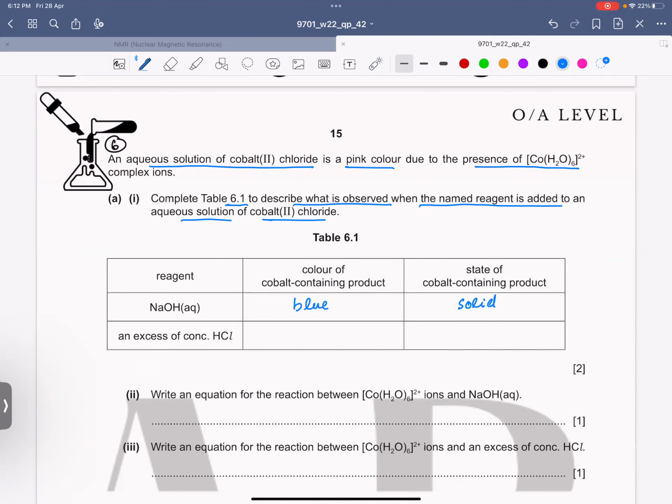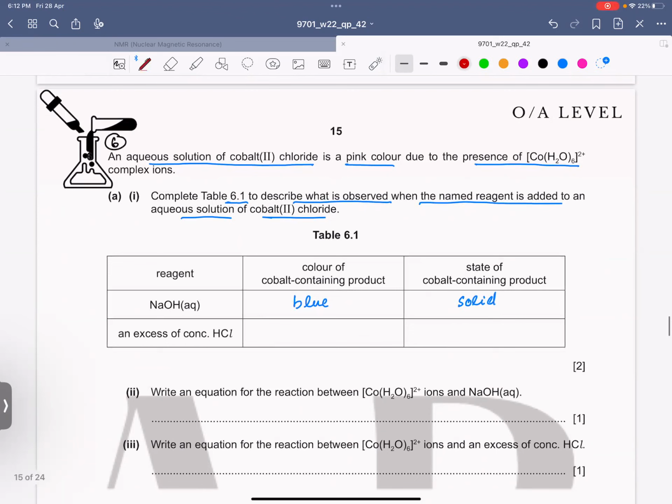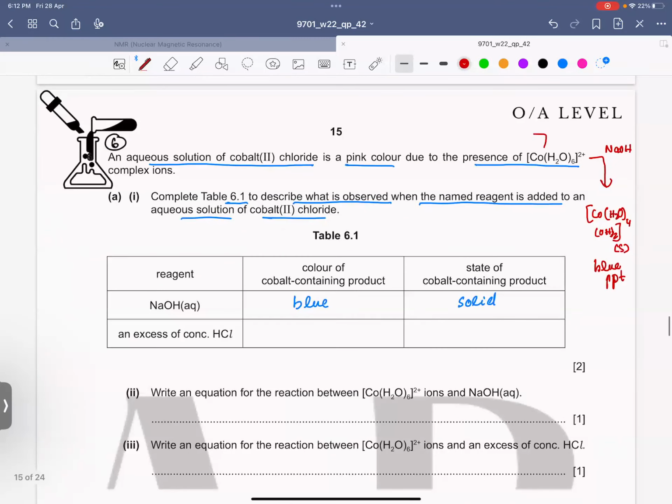And then, let me do it over here. When I add NaOH, it would become Co(H2O)4(OH)2, it must be on the same line, and it's a solid, which shows a blue precipitate. But when I add HCl to it, it would turn into CoCl4 2 negative, and it's aqueous, and 6 water molecules are released, and it's of blue color again.